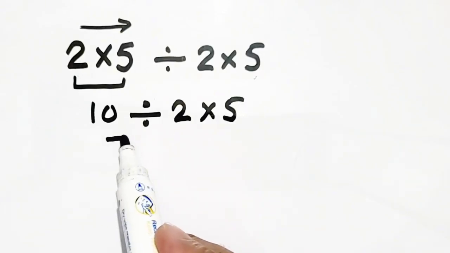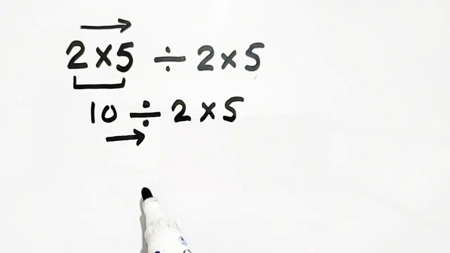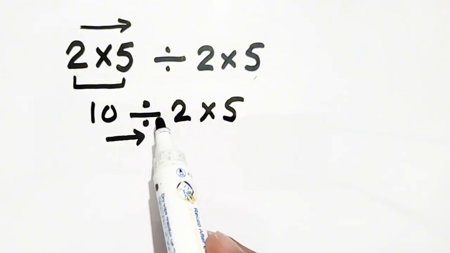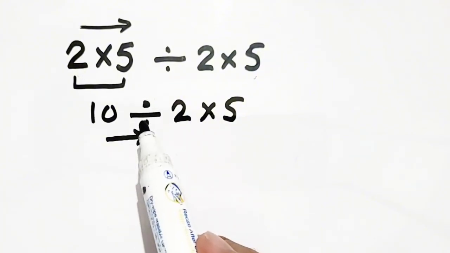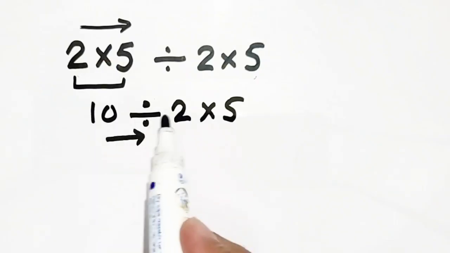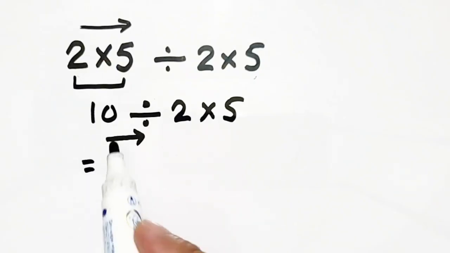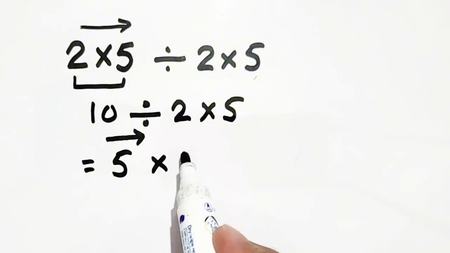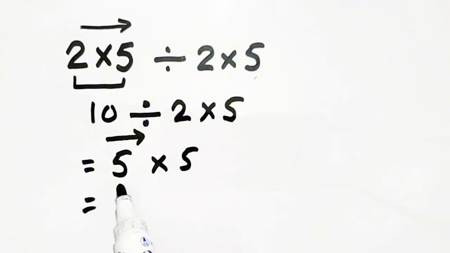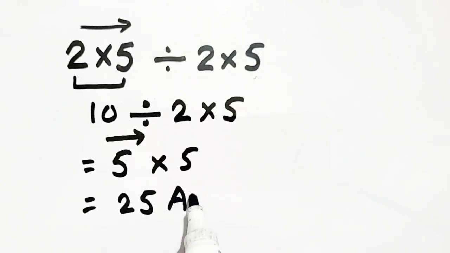Now, again, we have to move from left to right. So at left, there is division, so we will divide first. And 10 divided by 2 will be equal to 5 times 5. So 5 times 5 will be equal to 25. Hence, 25 will be our answer.